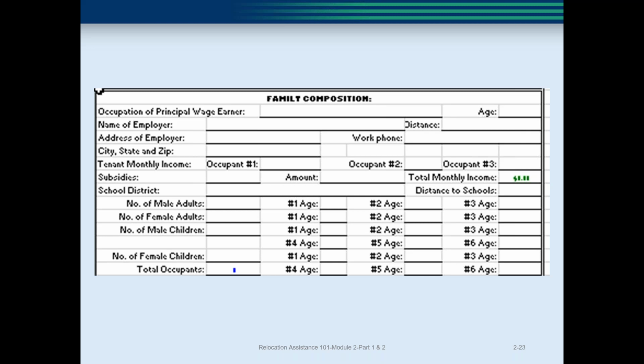Asking about special family needs is a critical part of the interview, since determining the individual's needs is an integral part of advisory services. Identifying these needs is also essential since the family may require housing of last resort, which will be addressed in the relocation plan that you will prepare after you complete all your interviews.